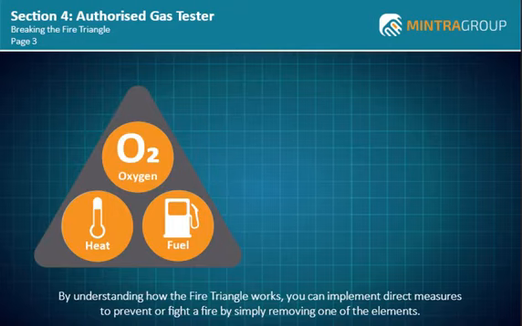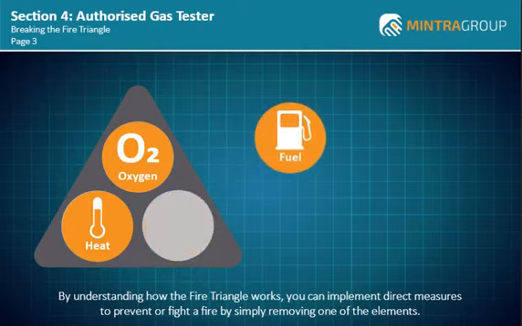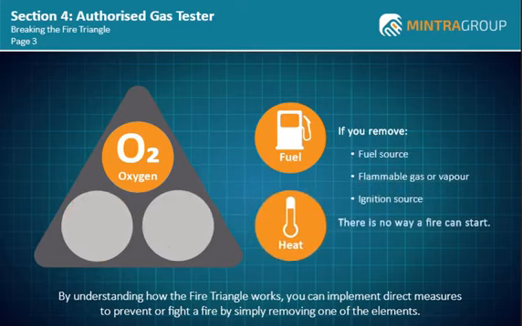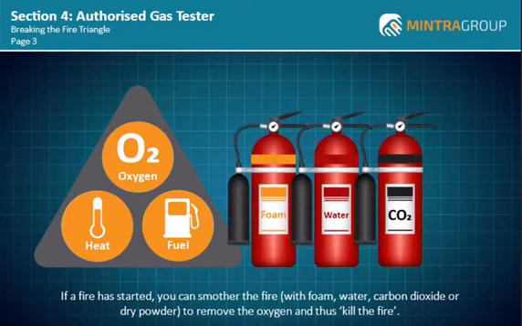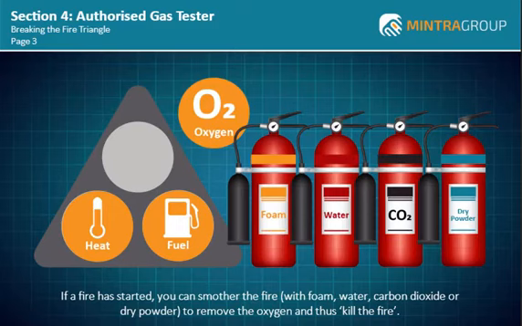By understanding how the fire triangle works, you can implement direct measures to prevent or fight a fire by simply removing one of the elements. Remember, if you remove the fuel source, or the flammable gas or vapor, or the ignition source, there is no way that a fire can start. And if a fire has started, you can smother the fire with foam, water, carbon dioxide, or dry powder to remove the oxygen and thus kill the fire.